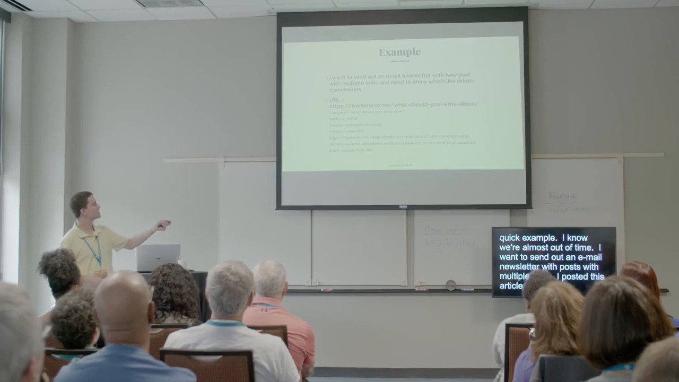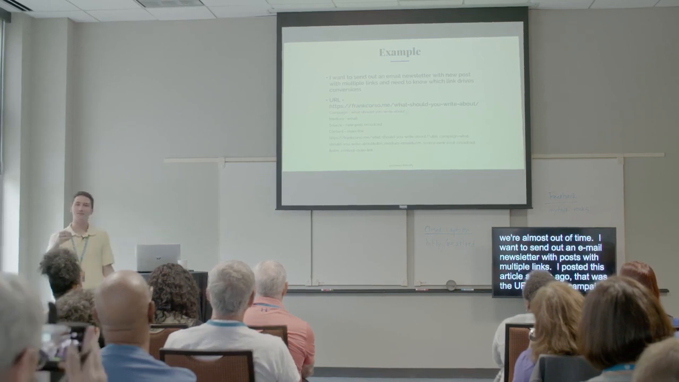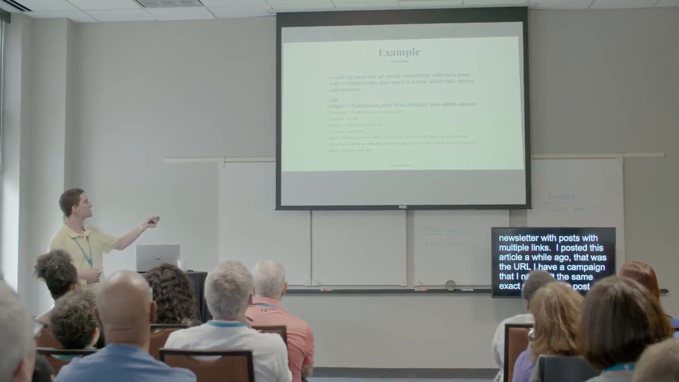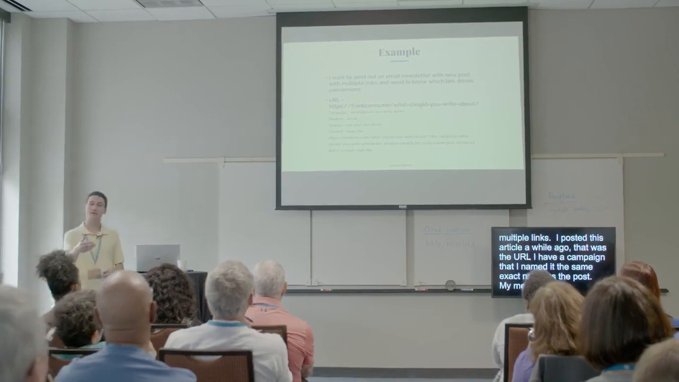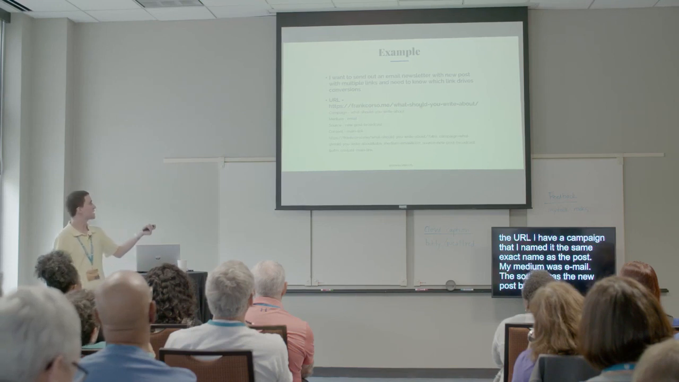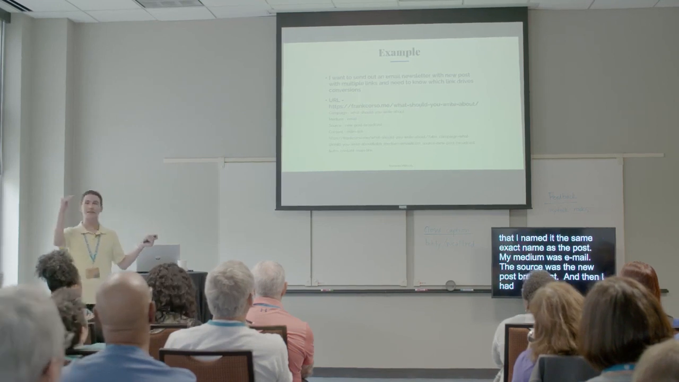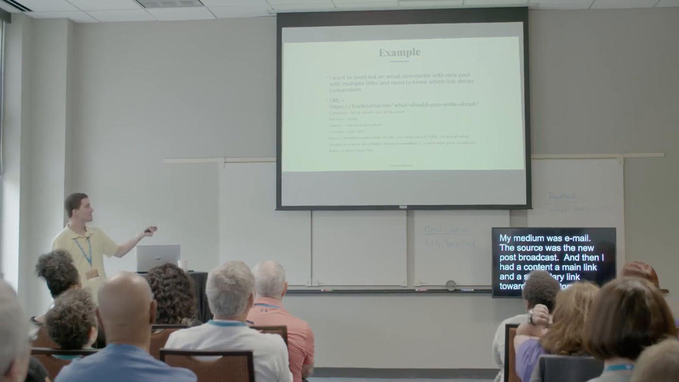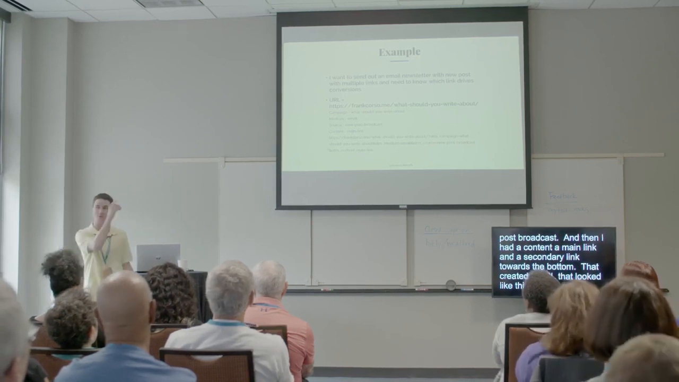And then I have a campaign that I named the same exact name as the post, because that was just my big push at the time. So campaign, what should you write about? My medium was email. The source was the new post broadcast. That's what I named the email. And then I had a content, because I had 2 different links. I had a main link, and then I had a secondary link towards the bottom. And so that created a URL that looked like this. So when someone clicked on that, that's the URL that they would go to.